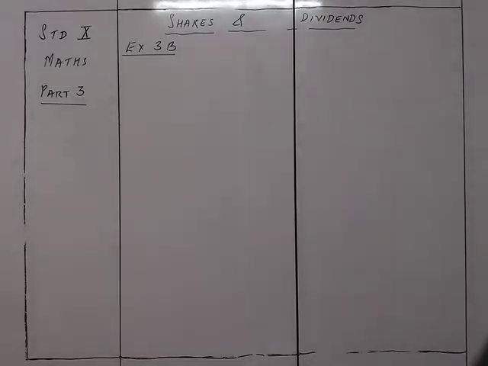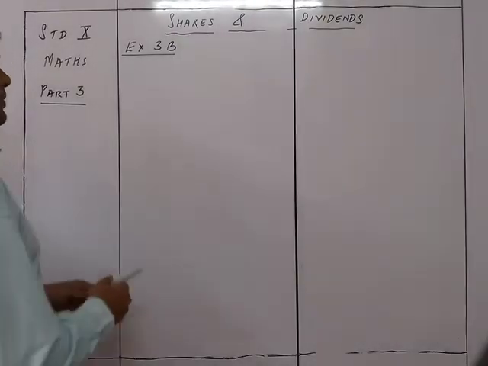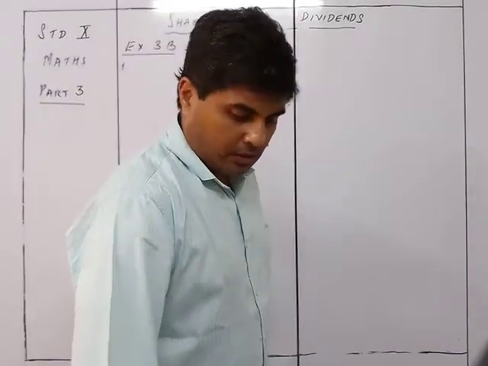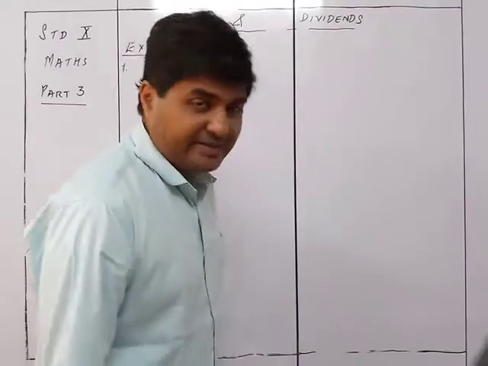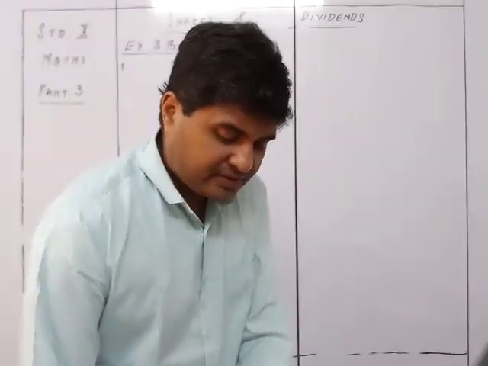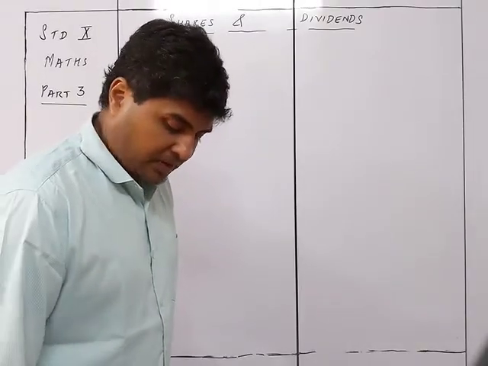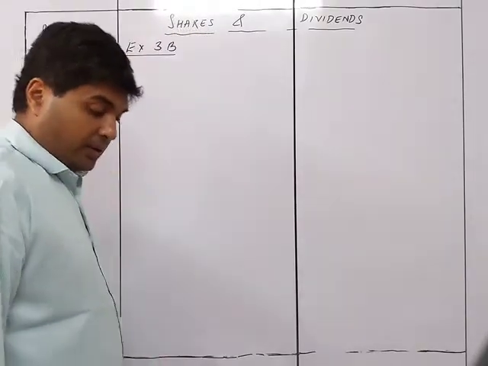So now we move on to sum exercise 3b. We are on the first sum of exercise 3b. So shares and dividends. We are doing shares and dividends exercise 3b from Concise Mathematics. First one.